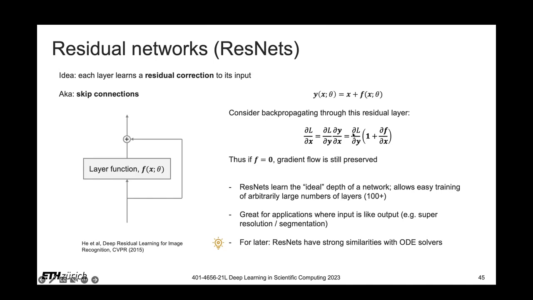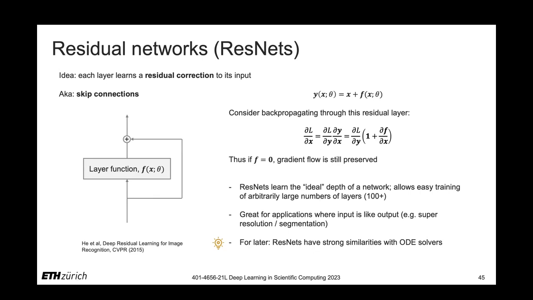People like to think of this as a gradient highway, and the layers learn a small residual correction to the inputs. These types of networks, ResNets, are super popular where your input is similar to your output. For example, if you're doing image segmentation, super resolution, or image denoising. They really allow you to scale to very large numbers of layers because the gradient is so stable.